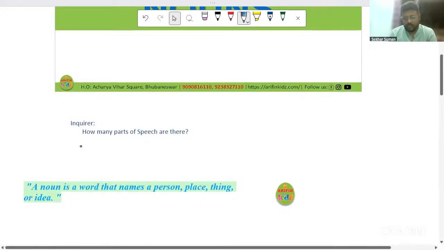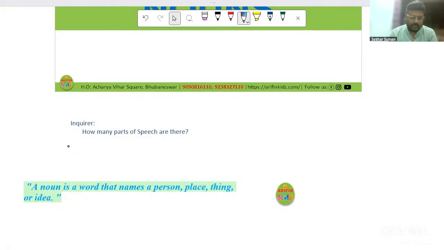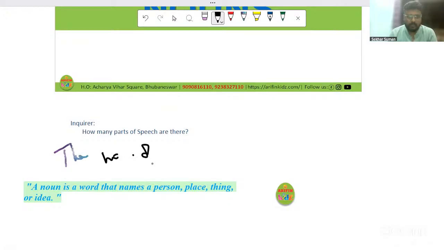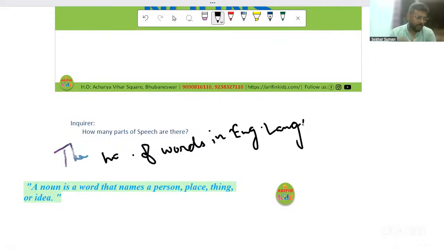Okay. So imagine, can anybody guess the number of words in the English language? Can anybody guess how many words are there in the entire English language? 26? No, no, I am not asking about the letters. 1 lakh. Okay, must be counted.